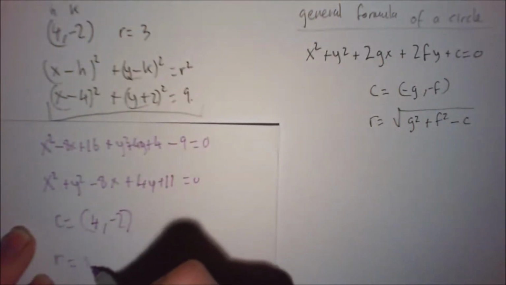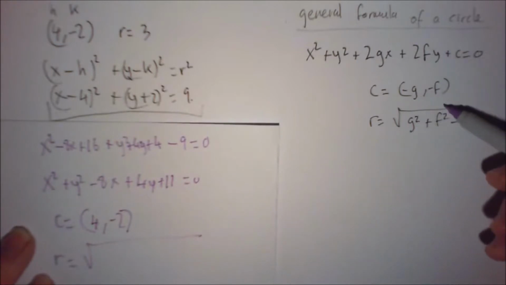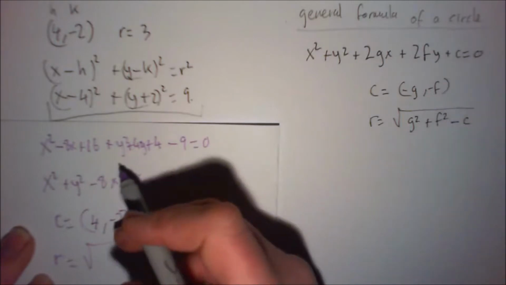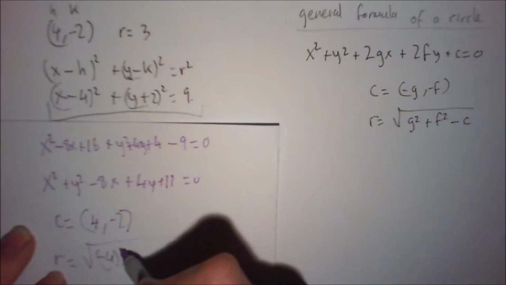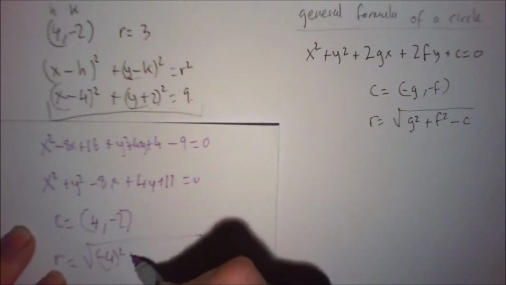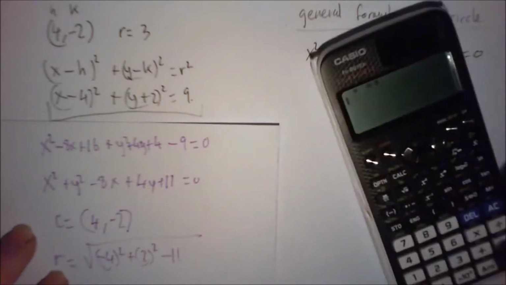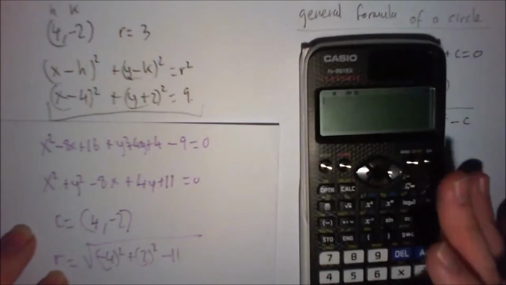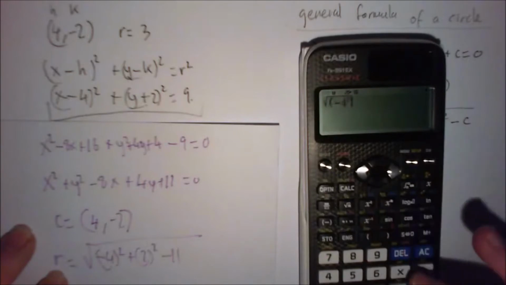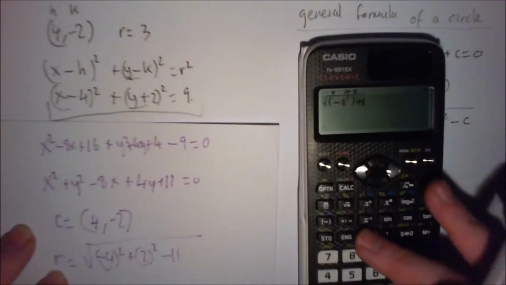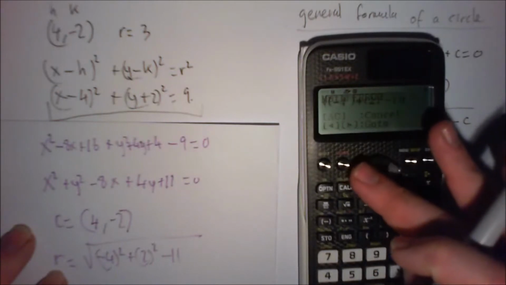Now, this is the tough one. The radius is going to be the square root of, and be careful here, you don't even have to worry about changing the sign because it's going to be squared anyway. It's going to be minus 4 squared, because we're not changing the sign, plus 2 squared minus 11. Hope you can all see this. Square root of minus 4 squared plus 2 squared minus 11. Oh god, I know what I did.